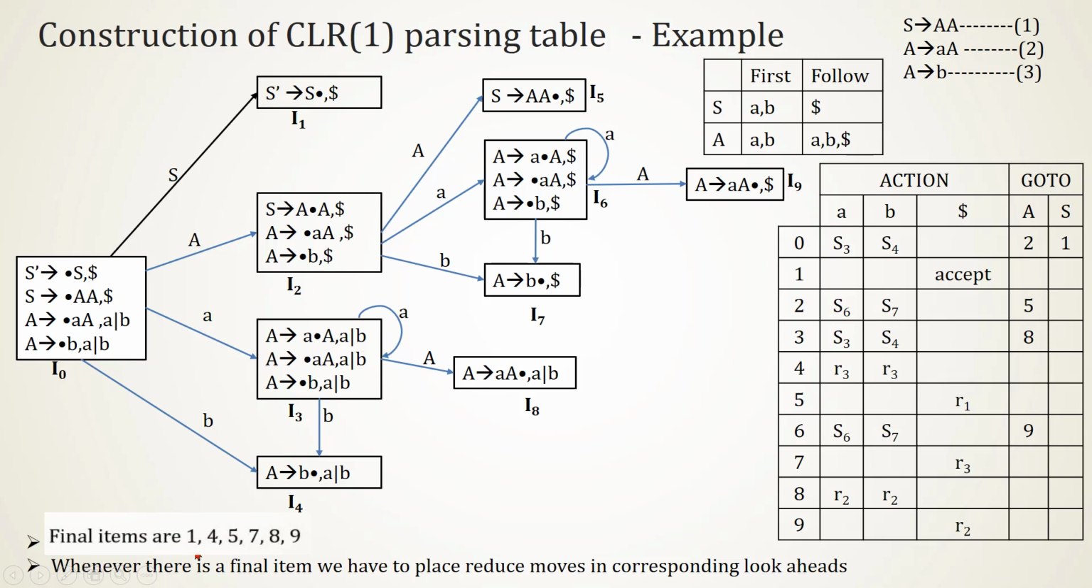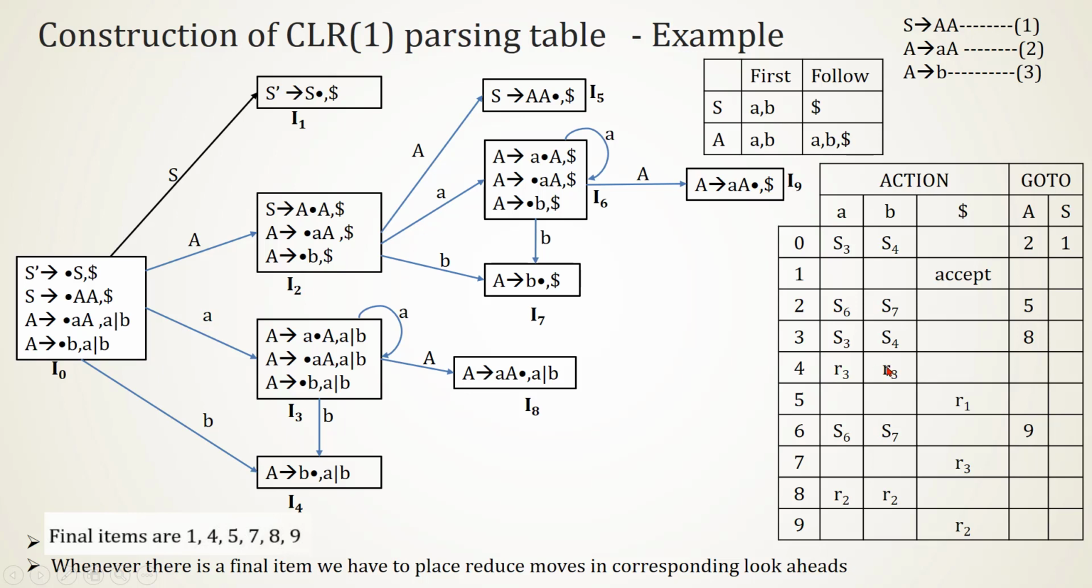So 1 is already considered for accept. Now this is the important point. When there is a final item, we have to place reduce moves in the corresponding lookaheads. So what are the final items? We have to consider 4, 5, 7 and 8. I am taking 4, which means you have to look at item 4. What is the production? The production is A derives B. What is the production number? That is 3. So in row 4, I am filling with R3.